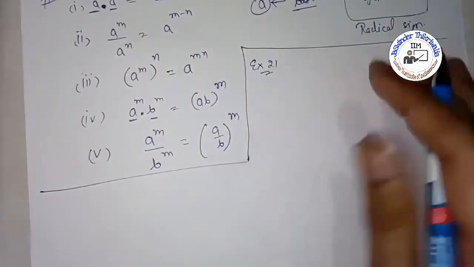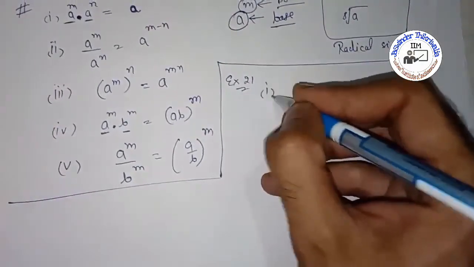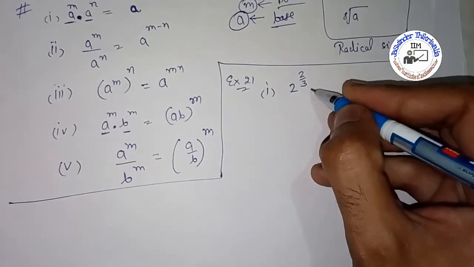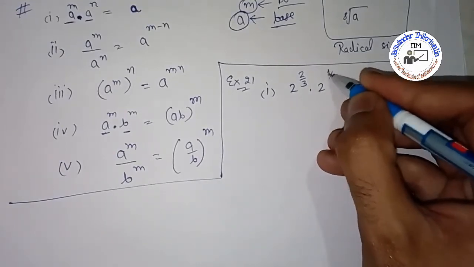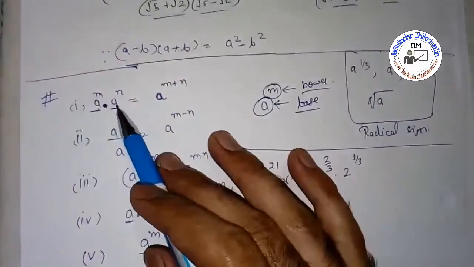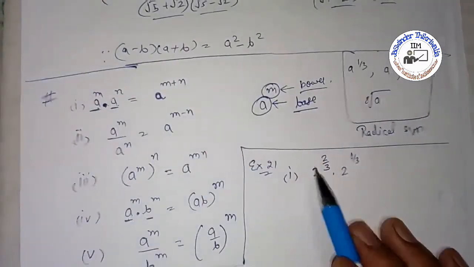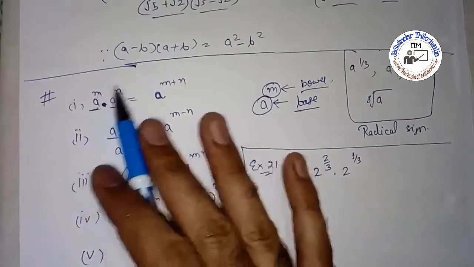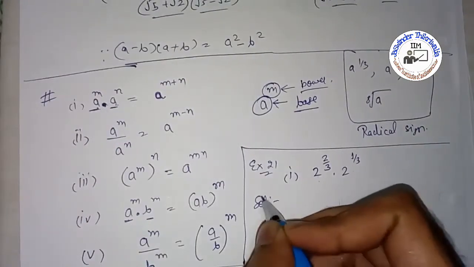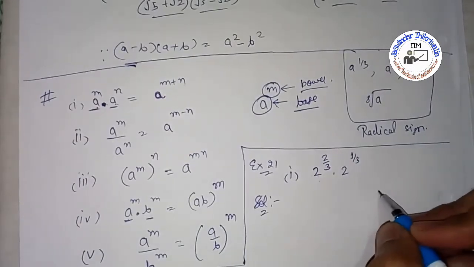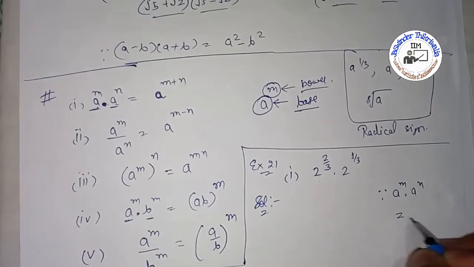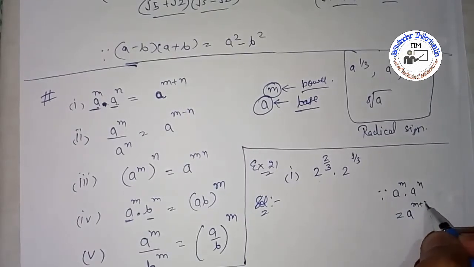Example number 21, here is the first part. In the first part you check, they have given 2 to the power 2 by 3 and 2 to the power 1 by 3. Now compare with each other. Both bases here are 2, which means both bases are the same and the power is different. So we will add these powers. Here I will write that if a to the power m into a to the power n, then it will be a to the power m plus n.